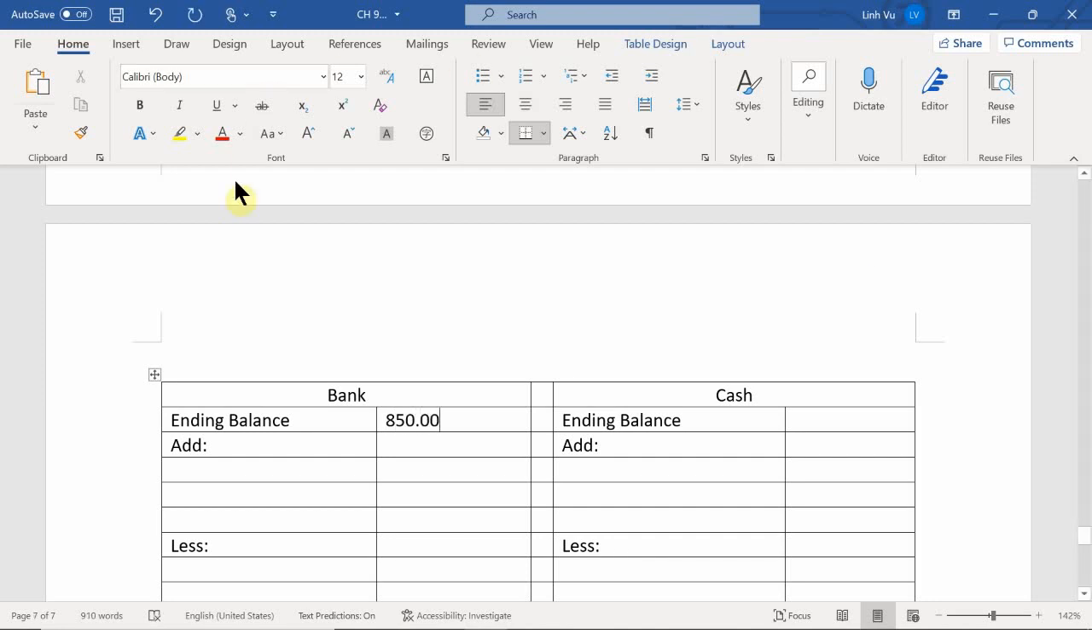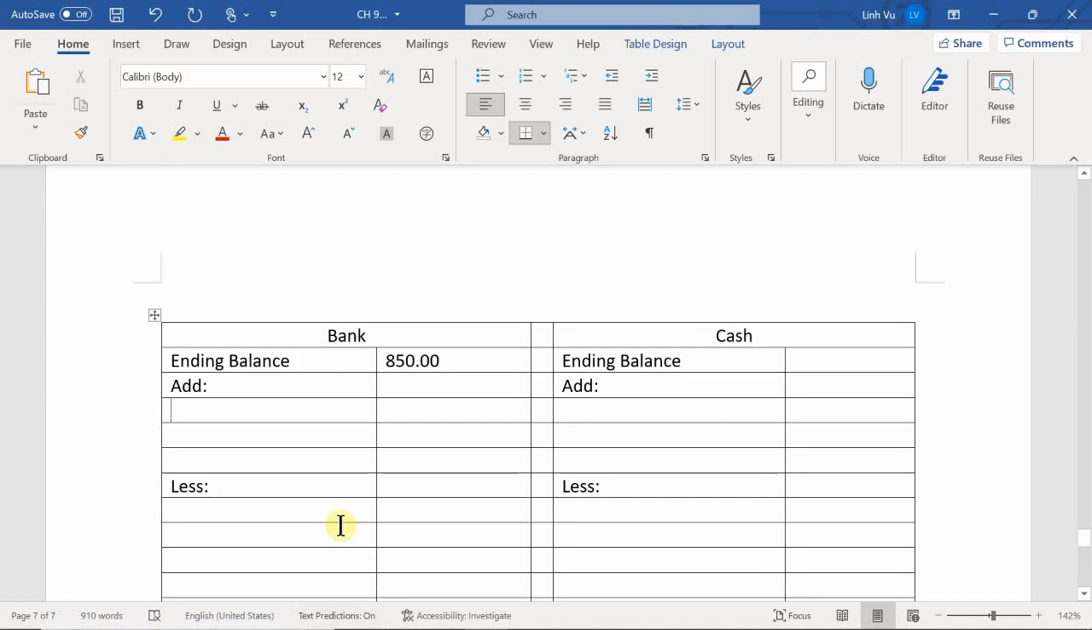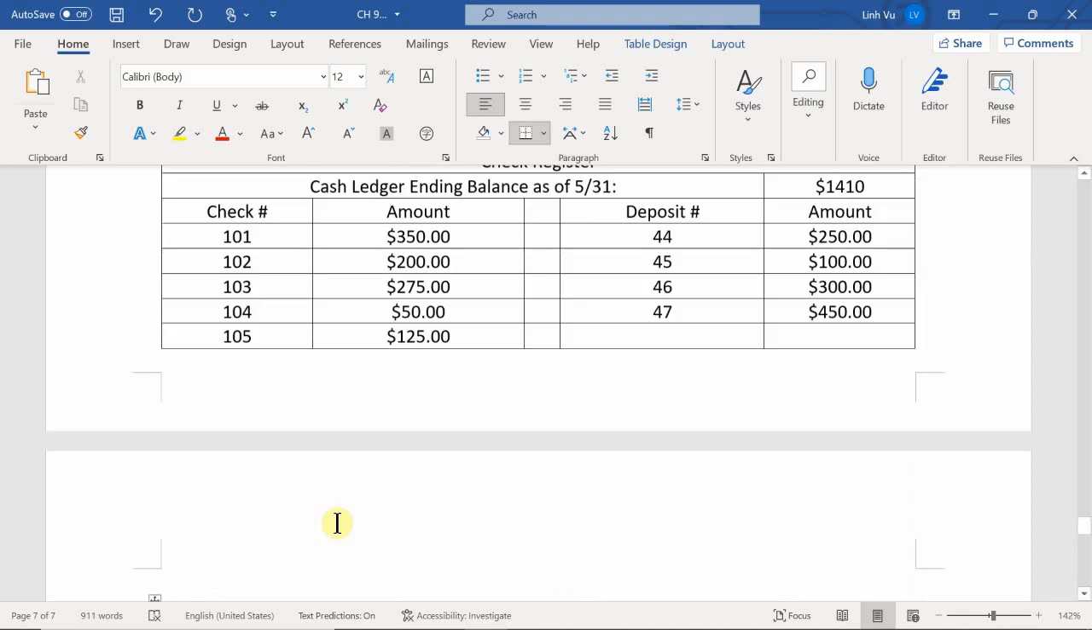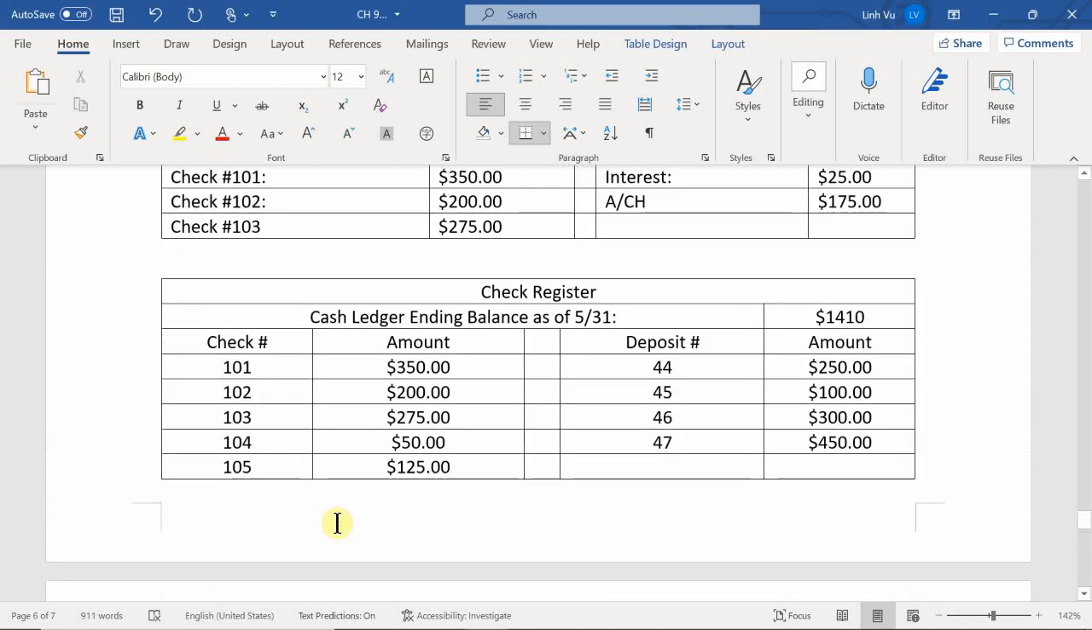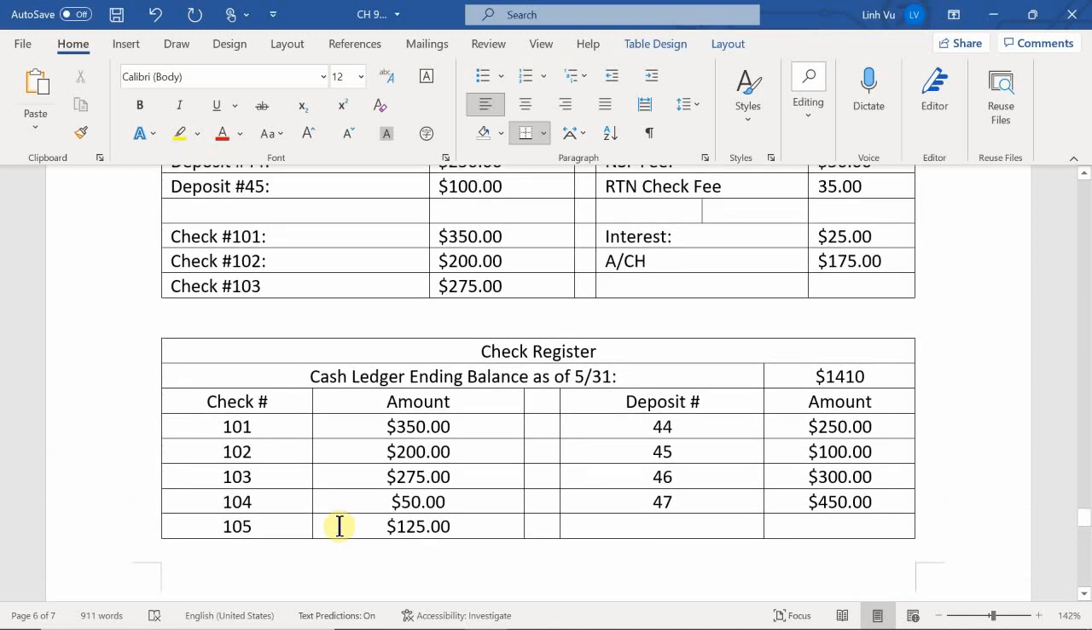Okay? What do I need to add on the bank side? Deposit. You need your deposit. So let's take a look at my deposits. Okay? So in this case, I have deposit 44, 45, 46, and 47.